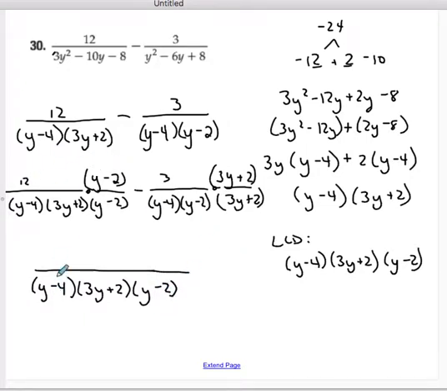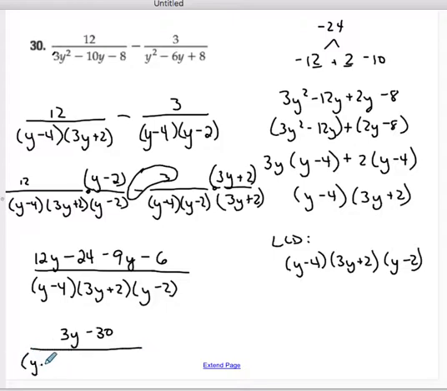And now I'm just going to distribute these in. So that's 12y minus 24. And I'm going to be careful here. I'm going to think of that minus sign as a negative 3 times 3y, that's negative 9y, and negative 3 times 2 is negative 6. Then combining like terms, I'm going to get 3y minus 30 divided by y minus 4, 3y plus 2, and y minus 2.